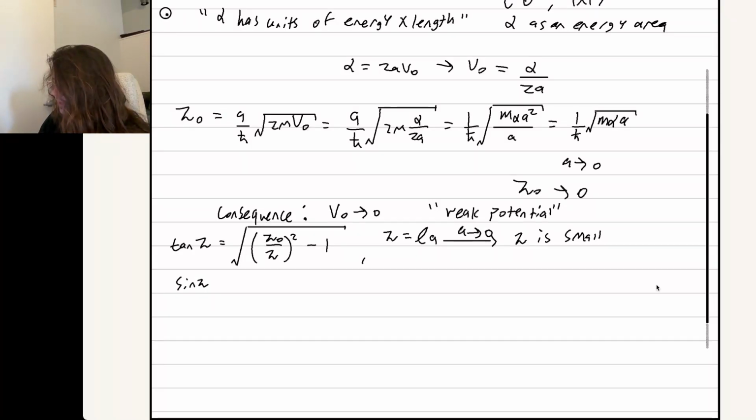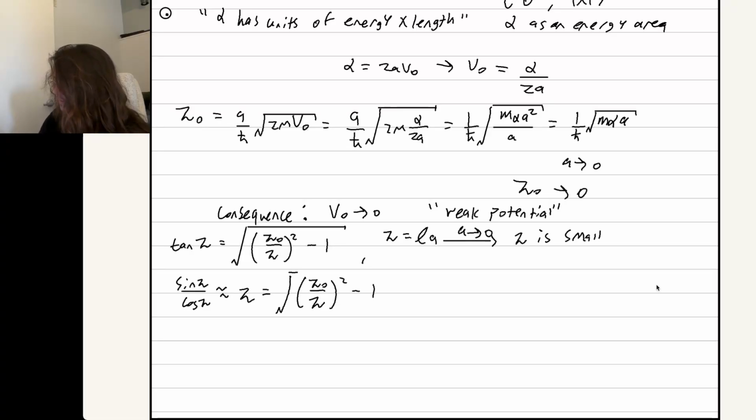Just a reminder, tangent is sine over cosine, which in the small angle approximation, sine z will just go to z, and cosine z will go to 1. So this is z, pretty much. I'm going to do an approximation sign there, and set that equal to this thing over here, minus 1.